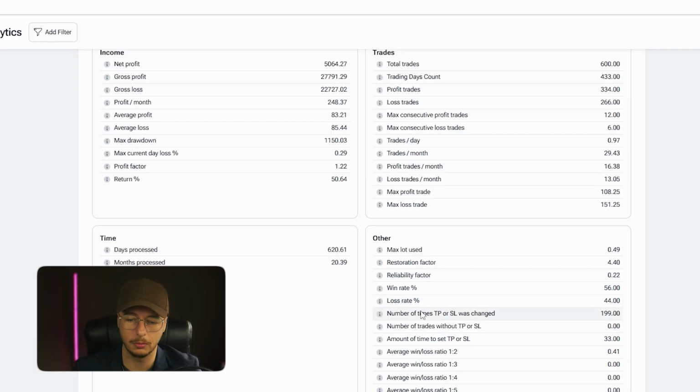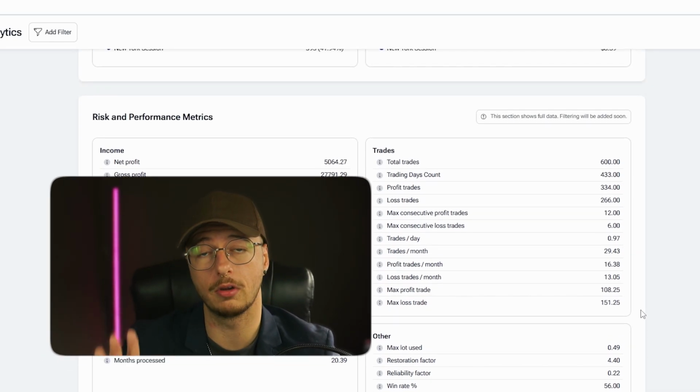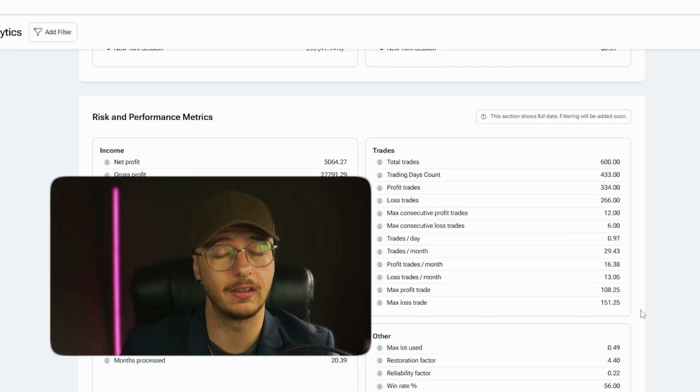And then obviously the number of times the take profit or the stop loss was changed, number of trades without take profit or stop loss, amount of time to set the take profit or stop loss, and the average win ratios of 1-to-2, 1-to-3, 1-to-4, 1-to-5. In this case, I use 1-to-1, so basically nothing will appear here. So these are the basic metrics that you need to read and understand to see if anything is going wrong, as I mentioned before.